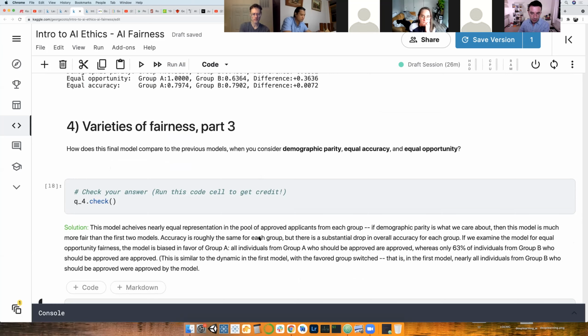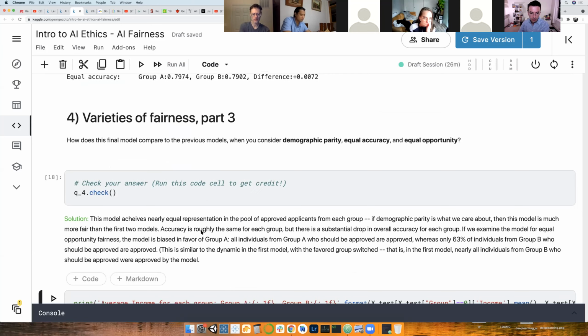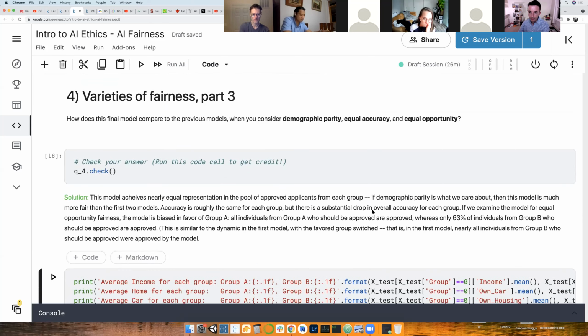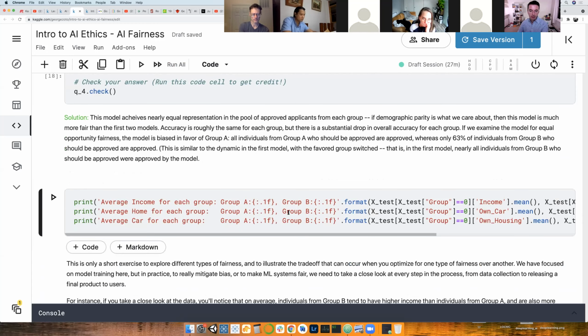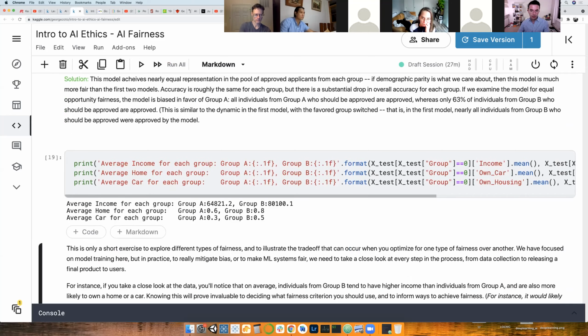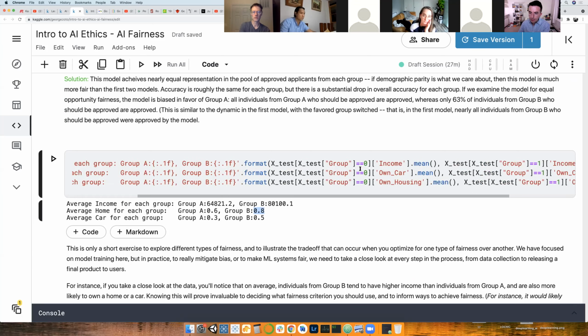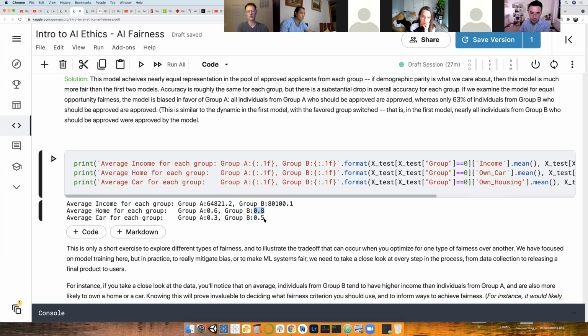So this one, again, equal representation in terms of demographic parity, but then as you see, things are slightly different for the other metrics. I also wanted to look at the average income as well as car and housing for each group. And this is something that the notebook noticed as well, that group B has significantly higher income average compared to group A. Also has significantly higher car ownership metric as well as housing.